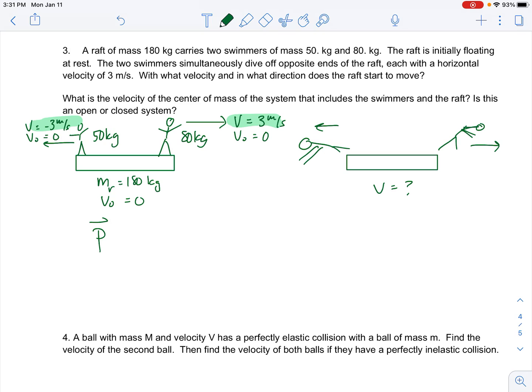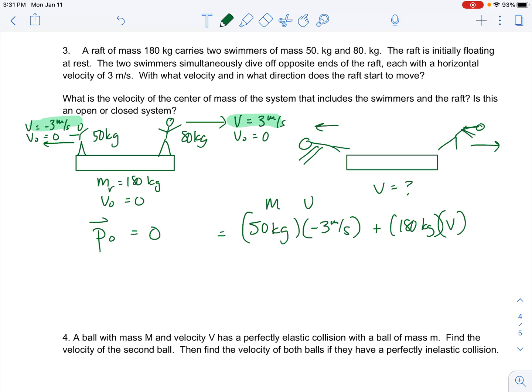So the initial momentum of the system is 0 because initially none of the people or the raft are moving. The final momentum of the system is equal to the 50 kilogram person, their mass, times their velocity, which is negative 3 meters per second, plus the mass of the raft, that's 180, times the velocity of the raft, which we don't know, plus the 80 kilogram person times the 3 meters per second. So we have 0 equals negative 150, again, this is kilogram meters per second, plus 180V plus 240.